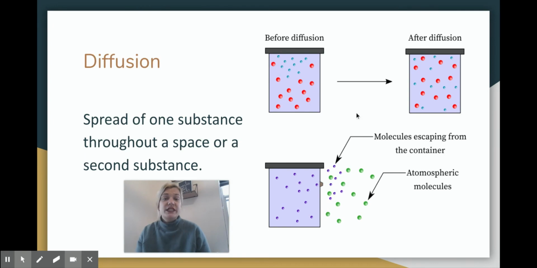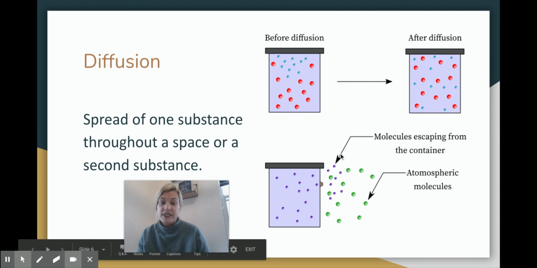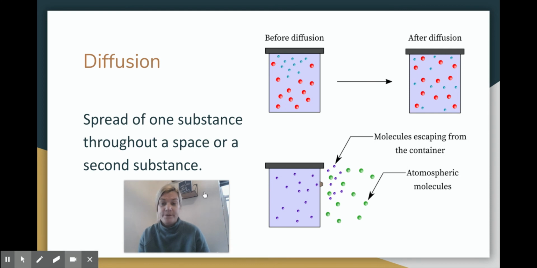Okay, so here's an example. Let's go back to our fart, right? This is before you fart. This is your fart, and these are the air molecules. Then what happens is they are diffusing together, right? So you have your mixture of your fart particles and your air particles. Now, if molecules are escaping from a container, it's the same sort of process, okay?